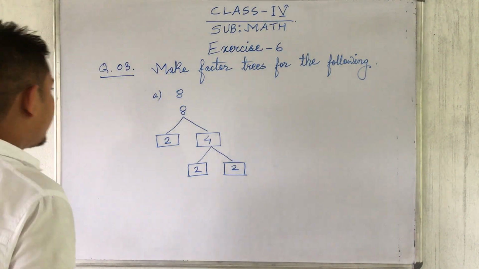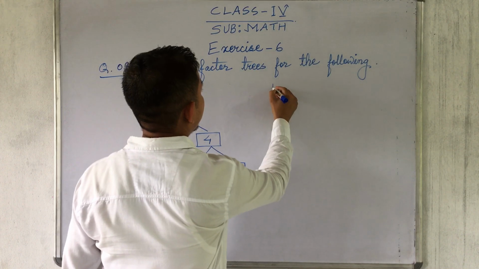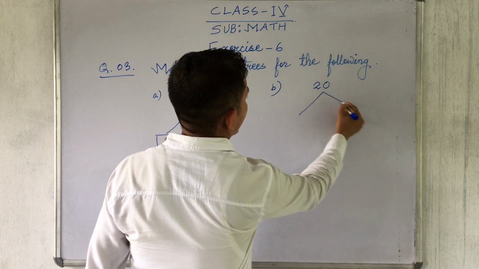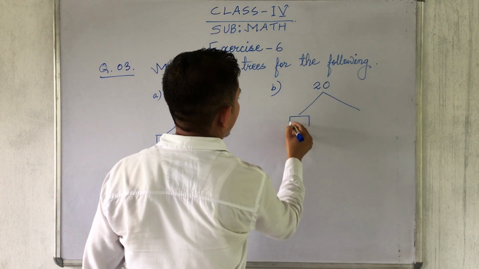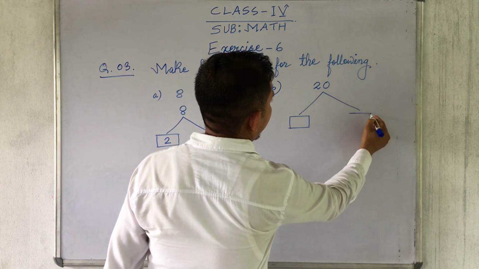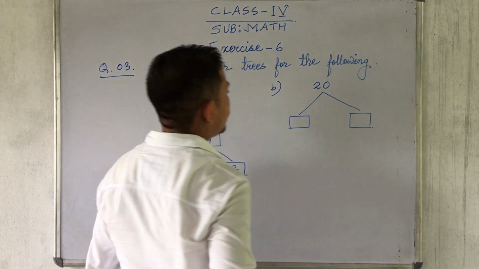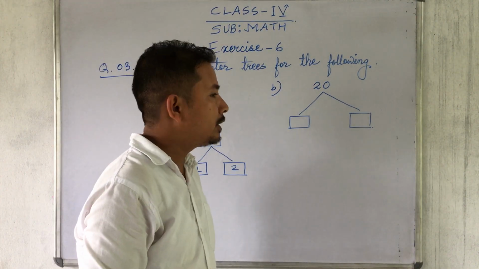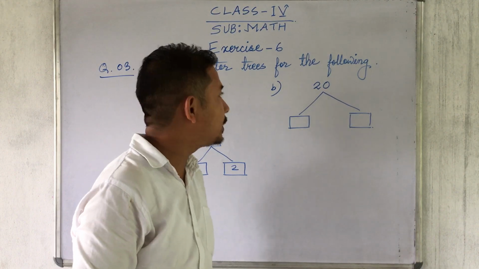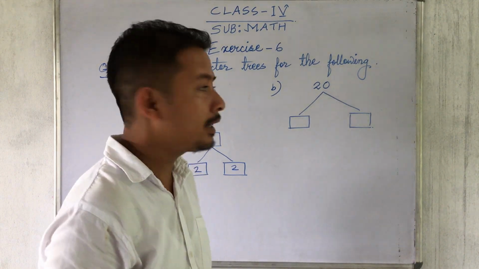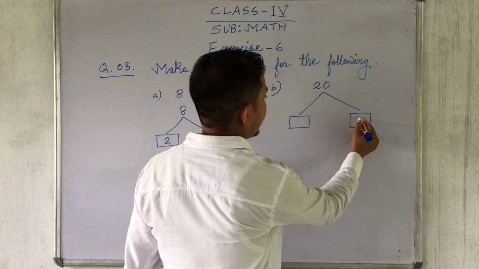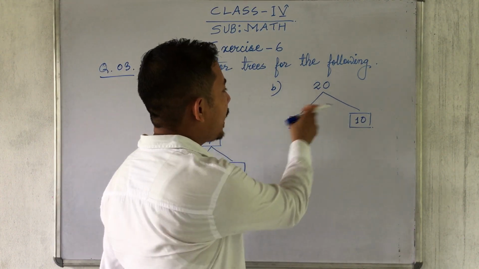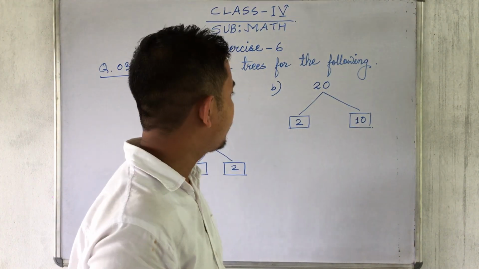In the same way, number B. Look here. In number B there is 20. First of all, we need to make the factor tree. So what will be the factors of 20? If we see from 2, how many times 2 is 20? 10 times 2 is 20, right? So 2 and 10 are the factors of 20, right?